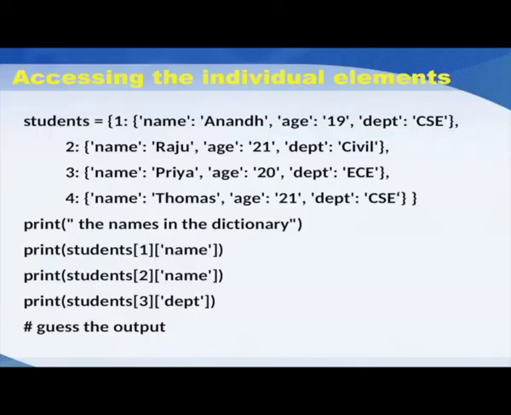Then, how to access the individual elements of a nested dictionary? Have a look onto the console. Here again we have considered the same nested dictionary which we have just now created. When you print students of 1 with name, we get the first student's name, and similarly when we exercise the second student name, we get the answer from the second dictionary. And the third example, students of 3 with department, then we will get ECE as the answer. You just guess the output and work by yourself.